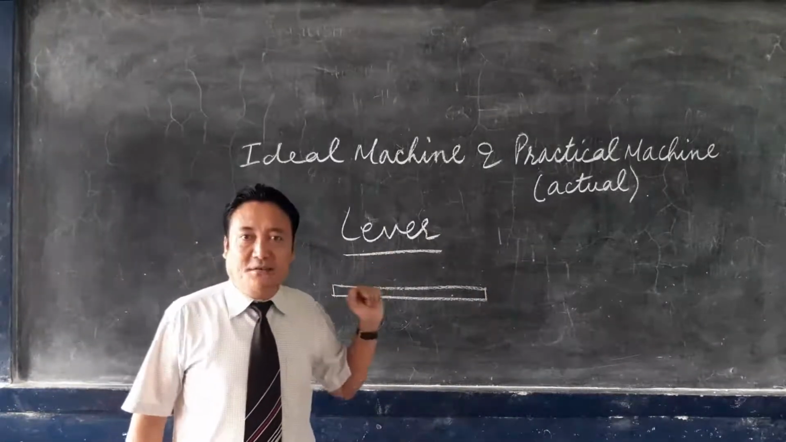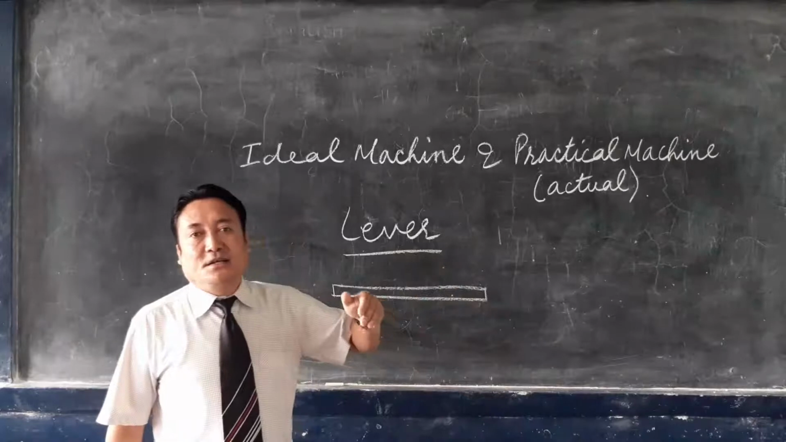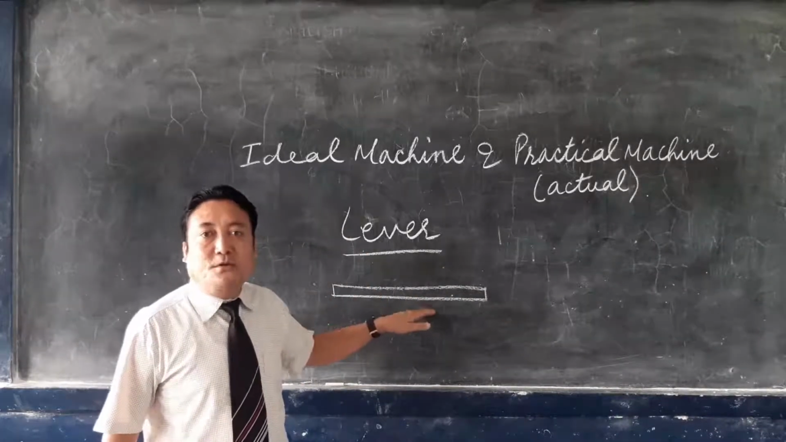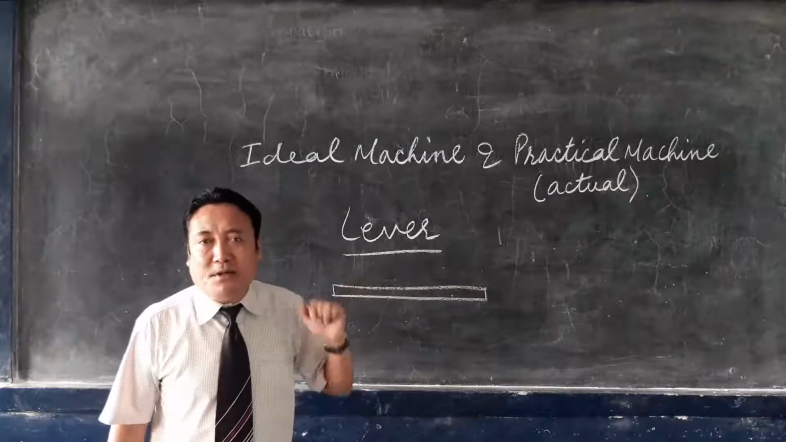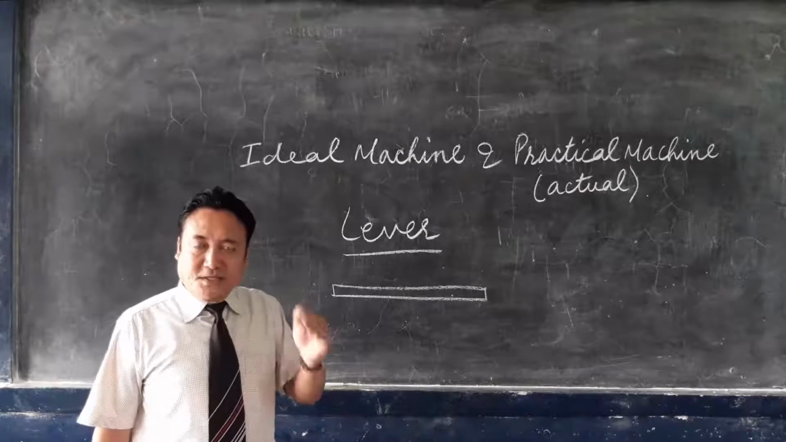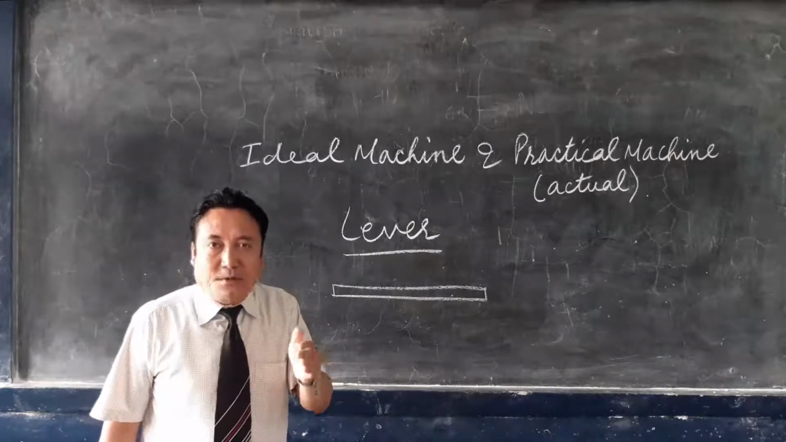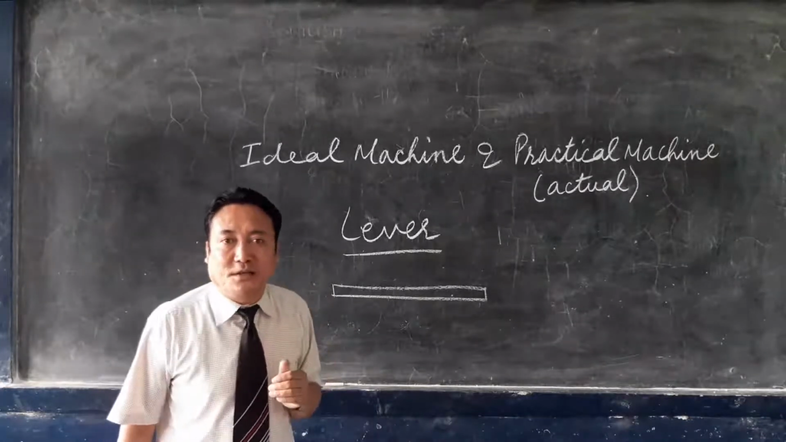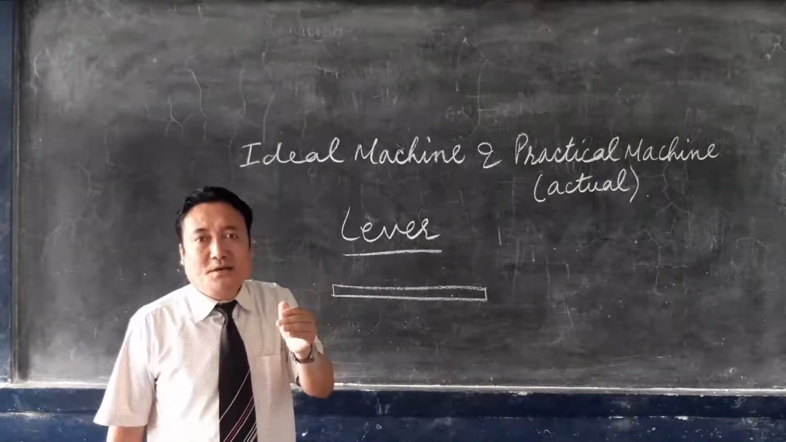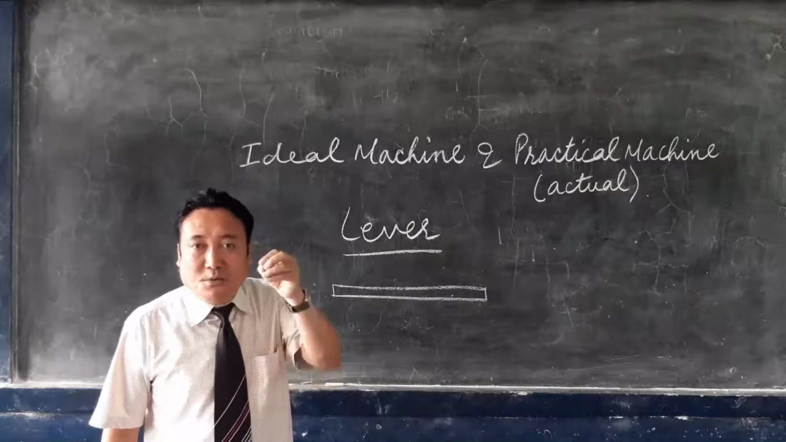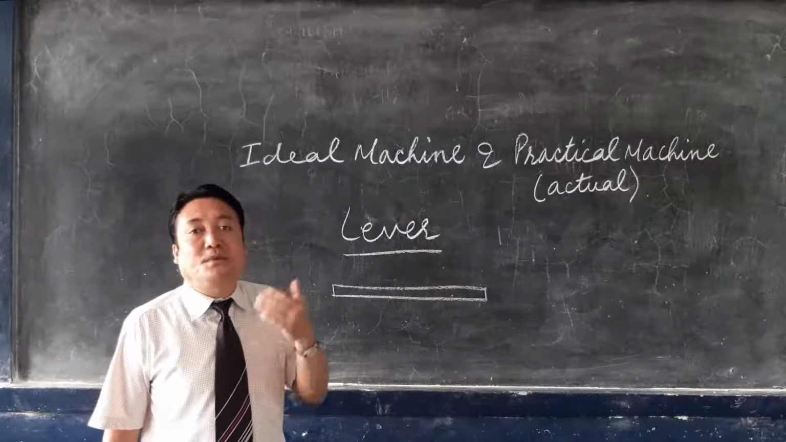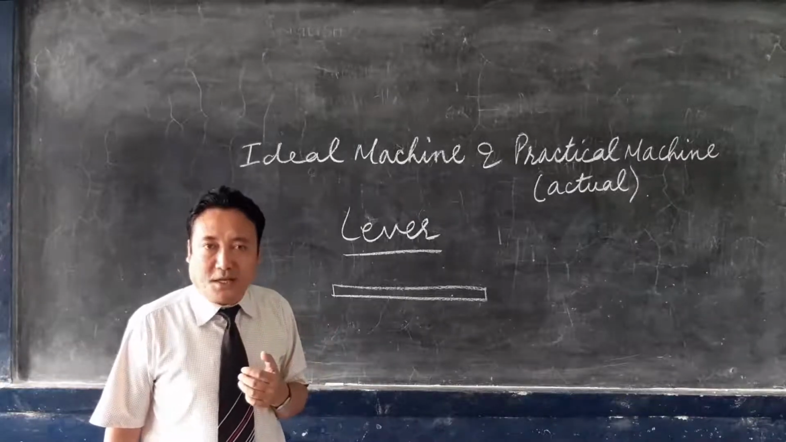Now when we define lever, it is a rigid, thick, straight or a bent bar capable of turning around a fixed point called the fulcrum. This lever is capable of turning around a fixed point called the fulcrum. And you know that the fulcrum is a point on the machine around which the machine rotates on its fixed axis. Within that fulcrum, the machine will move or rotate.